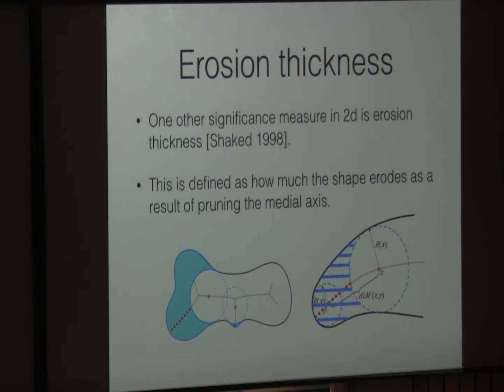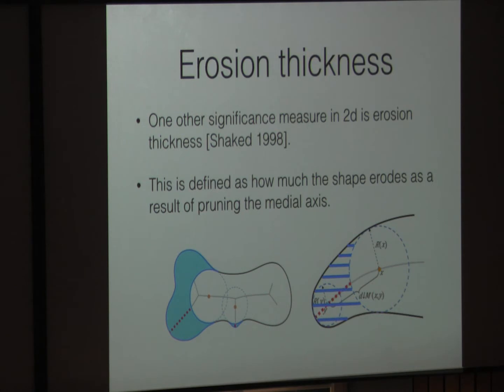And so that red dotted line, anybody colorblind? Stop me if that doesn't make sense. That red dotted line is how much, in a sense, the shape has shrunk. There's a number of ways you can define this. This is the one they went with, and it turned out to be a very nice measure.